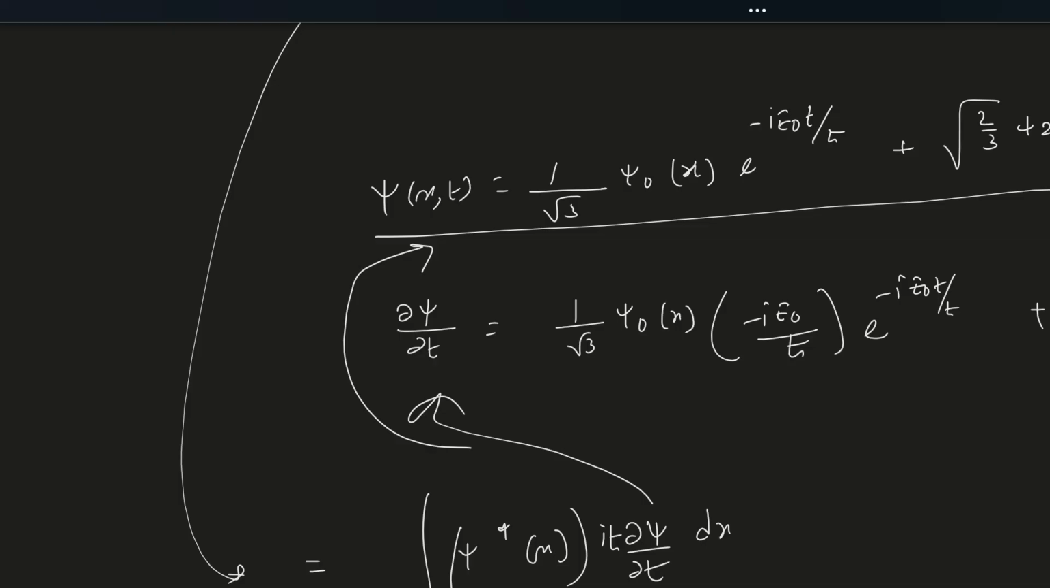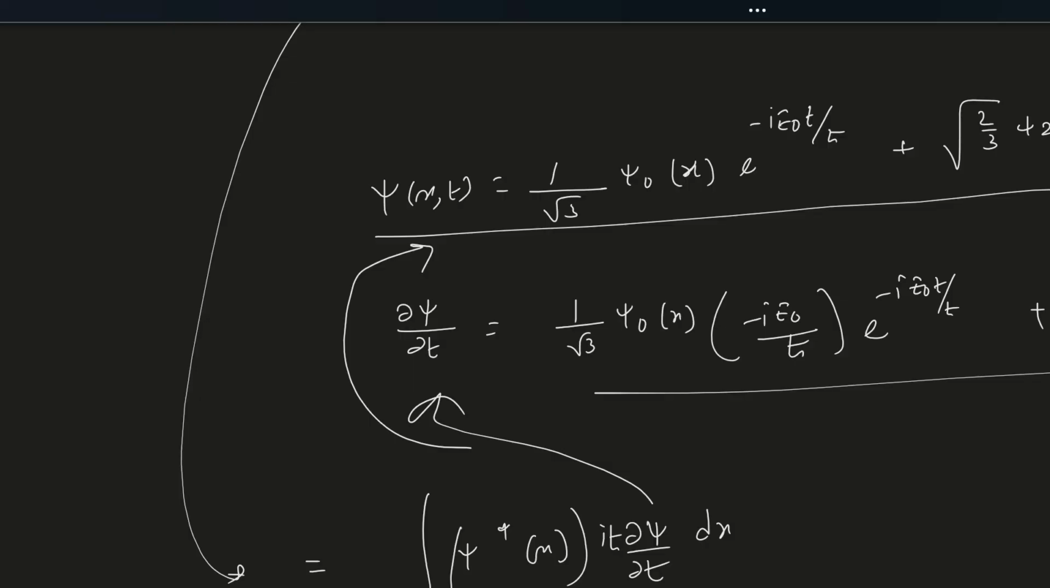So this is the integral sign. Psi star x is simply 1 by root over 3 psi naught e to the power of, instead of minus, this is plus i E naught t by h cut, plus root over 2 by 3 psi 2 e to the power of plus i E2 t by h cut. And then this i h cut is constant, so it comes out, i h cut. Then del psi del t, simply this whole term you have to put, 1 by root over 3 psi naught. Then minus i by h cut is common out here, so minus i by h cut.